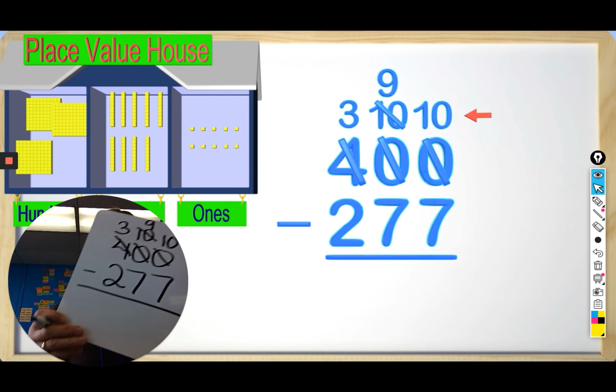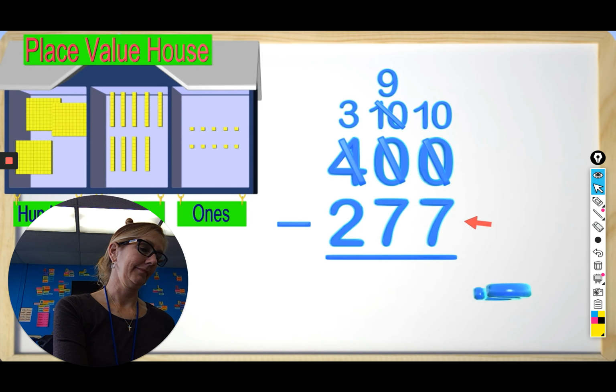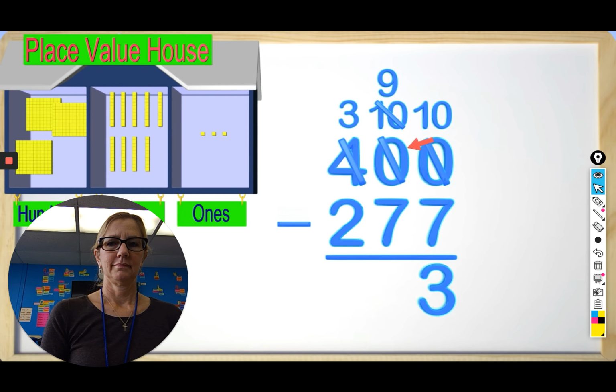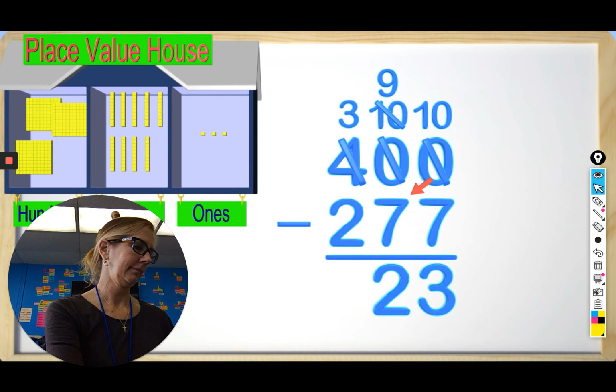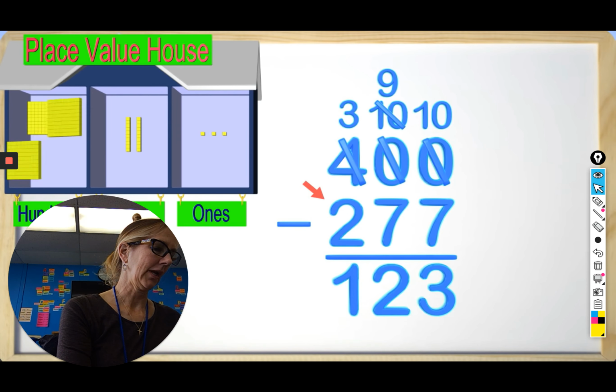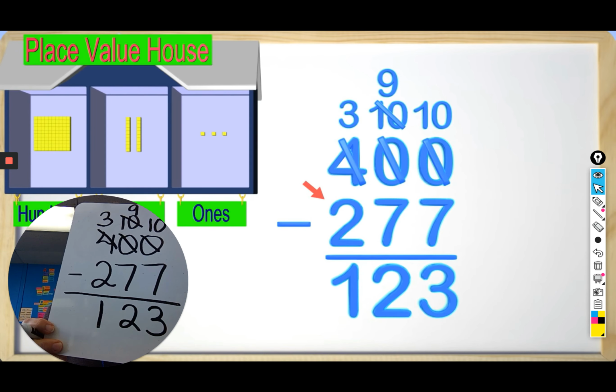Now we have 10 subtract 7, which gives us 3. On to the tens place, we have 9 subtract 7, which gives us 2. In the hundreds place, we have 3 subtract 2, which gives us 1. The answer is 123. 1, 2, 3.